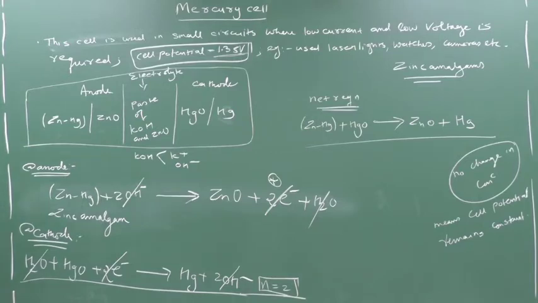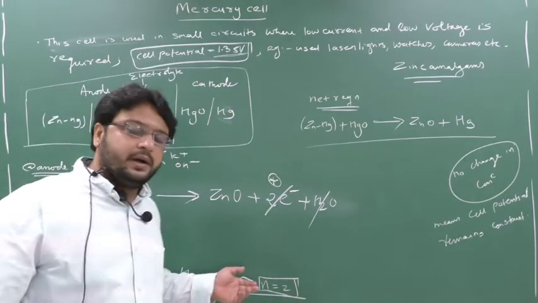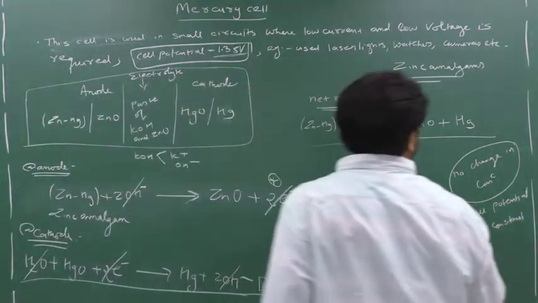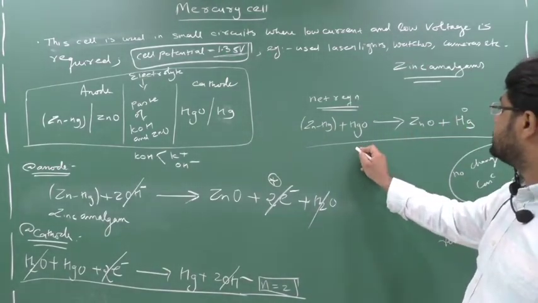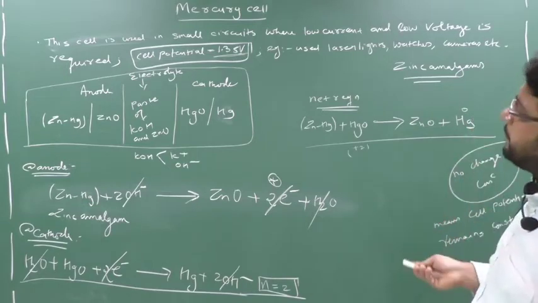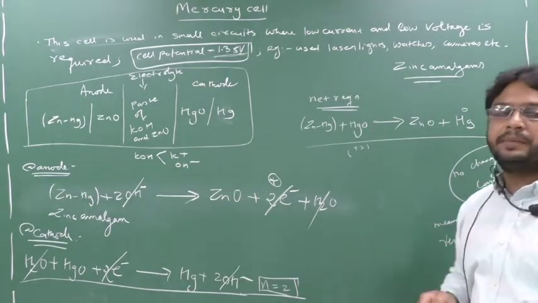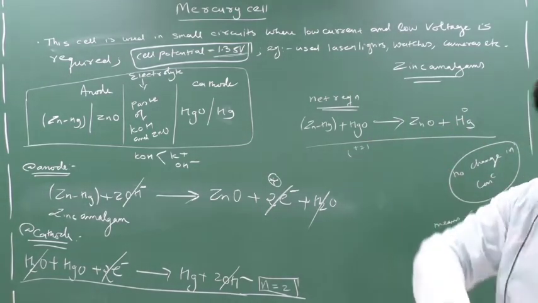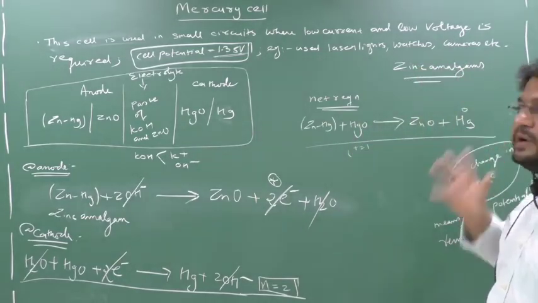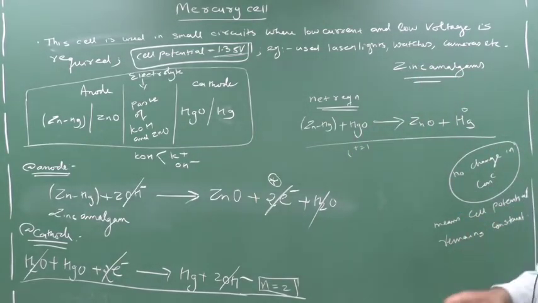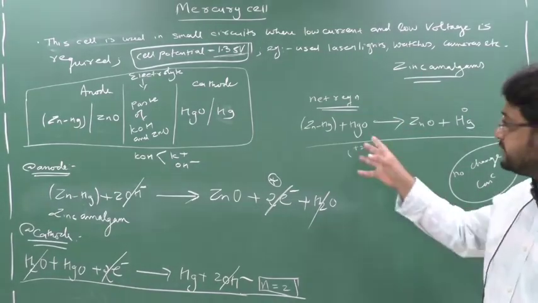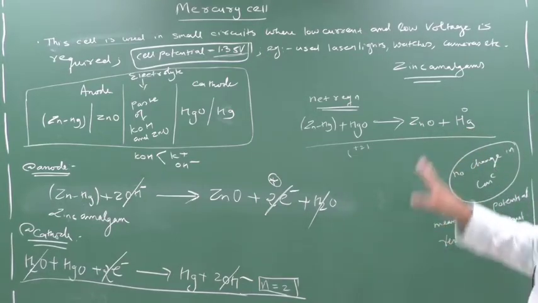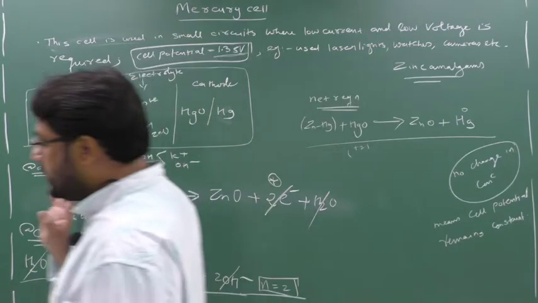Now next we will see that this also comes under primary cell. This cell cannot be recharged. Why can it not be recharged? Because here the Hg oxidation number is 0, but here the oxidation number is +2. So when I supply current, Hg cannot be converted back into HgO. HgO can be converted into Hg by getting current, but Hg cannot be converted back into HgO on passing current, because Hg cannot be oxidized. Due to this reason, this cell comes under primary cell, not secondary cell.